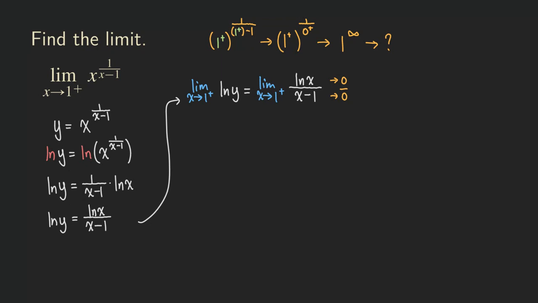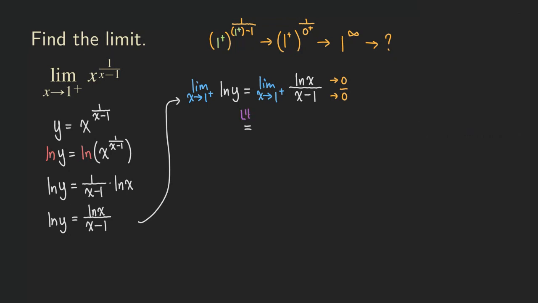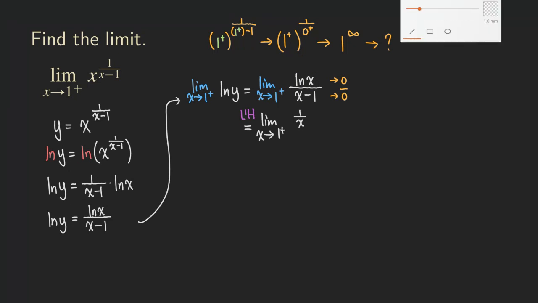In this case, we can use L'Hopital's rule. So in the next step, we are going to differentiate the top and the bottom of the fraction. So let's try L'Hopital's rule. Then we are going to get what? The derivative of ln of x is 1 over x. So we get 1 over x in the numerator. And then what about the denominator? The denominator would just be 1 when you differentiate the x minus 1.